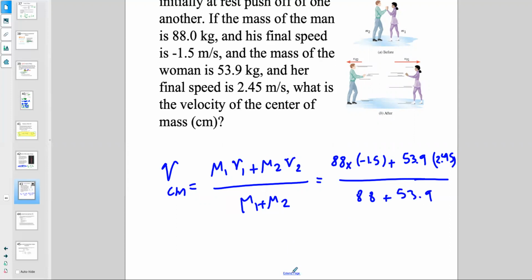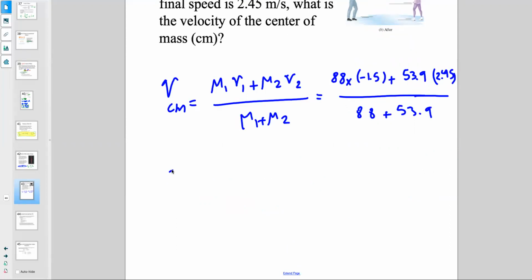Okay, so you have to put this in the calculator to find it, but it will have its positive or negative sign associated with it. If this value is greater, then everything will be negative. But if 88 times negative 1.5 is less than 53.9 times 2.45, then everything will be positive. So whatever it is, put it in the calculator to find it.